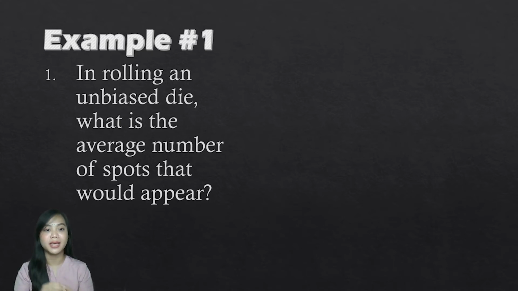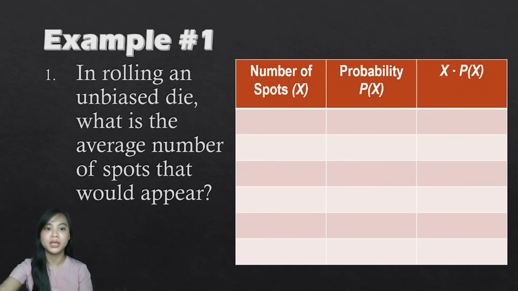The die is unbiased, meaning it's fair. So we are getting the average of the number of spots. So meaning the number of spots is our random variable. So let's have the first step. For the first step, we need to get the number of spots because that is our random variable, the discrete random variable x, the number of spots.